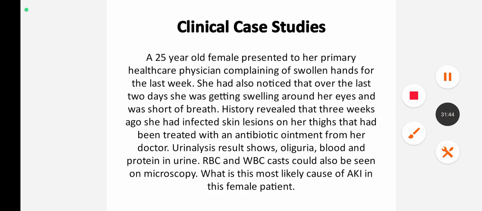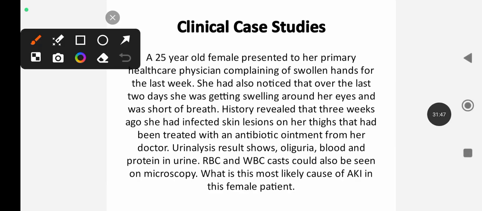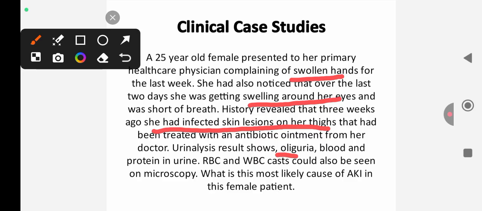So things that you should take note of. Remember, she has swollen hands, swelling around her eyes. She had infected skin lesions on her thighs, which is caused by streptococcus. In analyzing the urine, she has oliguria, reduced urine output, indicative of an injury already. You are seeing blood and protein in the urine. Of course, this is not going to be prerenal because there is no reduced blood volume, and the urinalysis result is showing that there is something wrong with the nephron already.